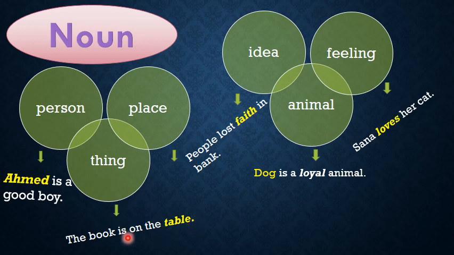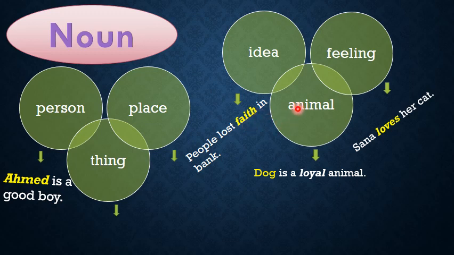But there are 2 examples of a thing in this sentence. I have noticed the book as also a thing, which means that book and table both are examples of a thing in this sentence. The next example is of an idea, which is: people lost faith in the bank. Faith is highlighted here. It means that faith is an example of an idea.